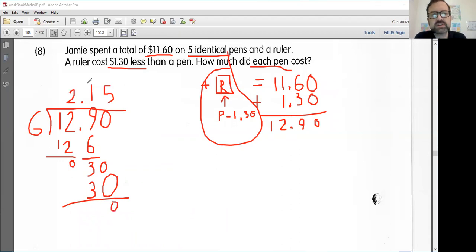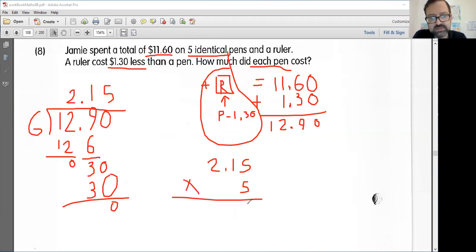All right, so now we have $2.15, all right? Those are expensive pens. I'm sure they must be pretty nice, okay? So let's make sure we are correct. So he should have spent a total of $11.60, all right? So I know that he bought 5 pens. Let's see here. So I'm going to take $2.15, which is our answer. How much did each pen cost? I'm gonna multiply by 5 because he bought 5 pens.